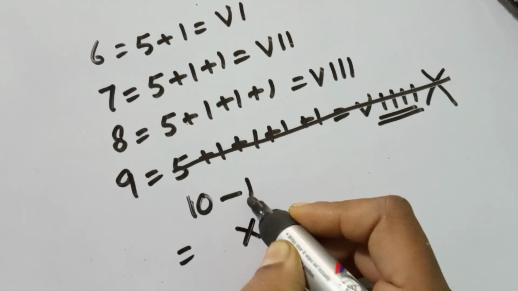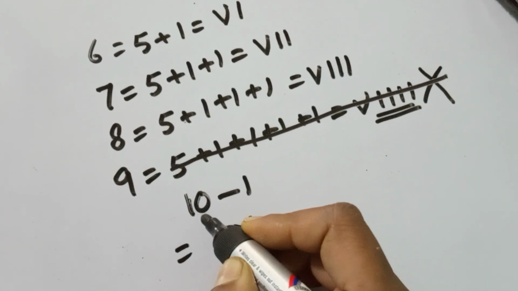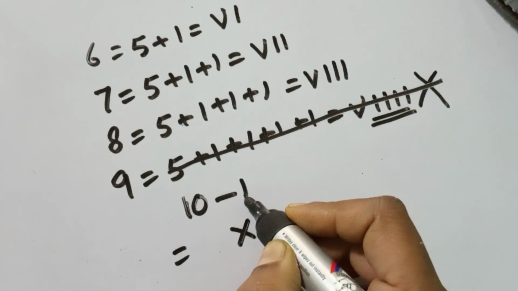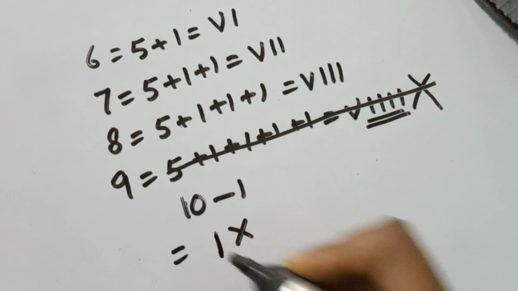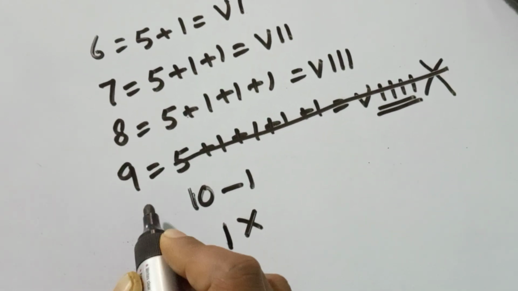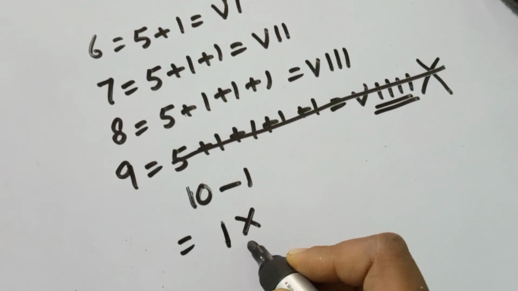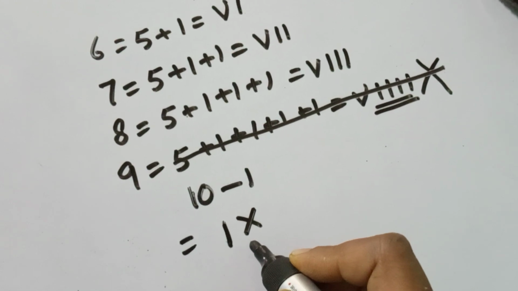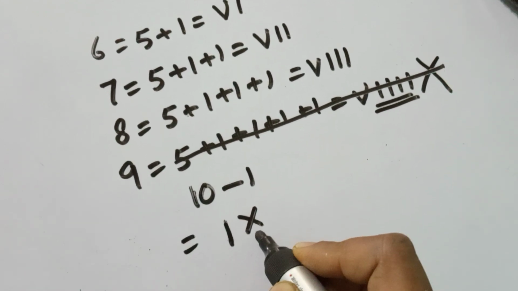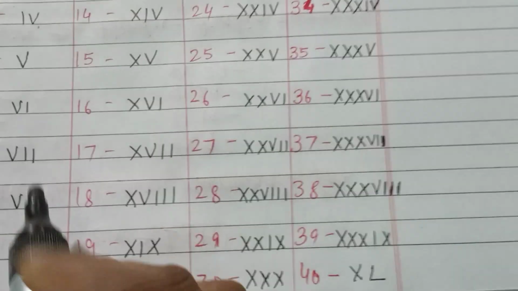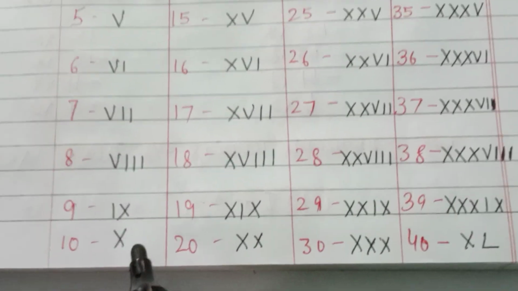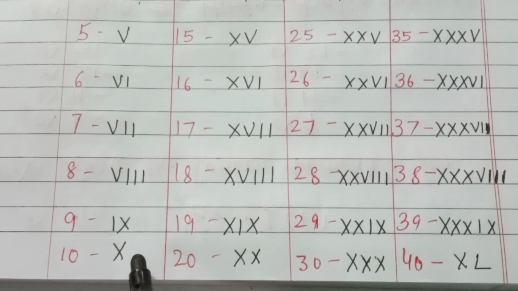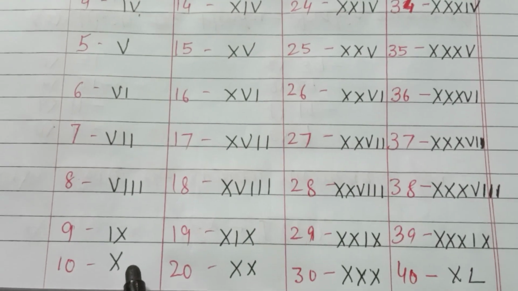So you will write this 1 before this X. As we are subtracting, you will write I before X. So our 9 will be IX. I hope all of you are getting it. So children, we write in our copy 9 is IX. And what about 10? It's only X. I hope it is clear, children.